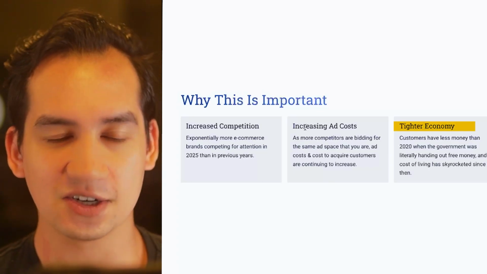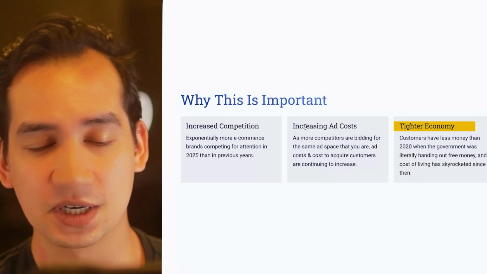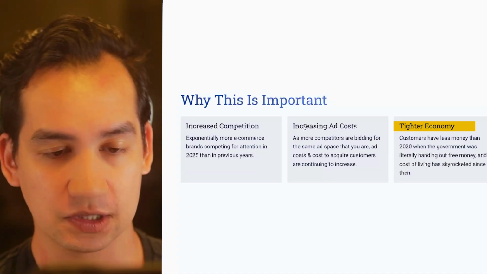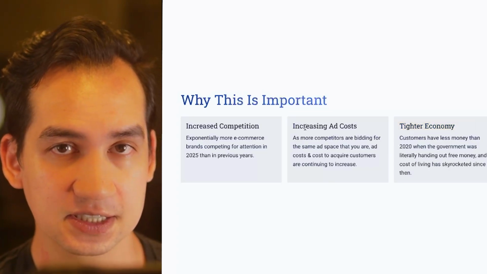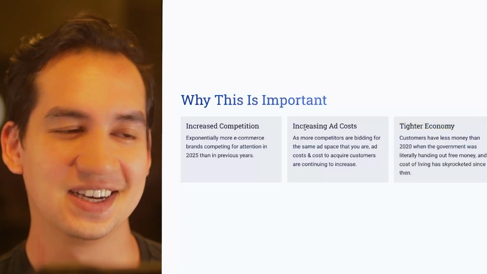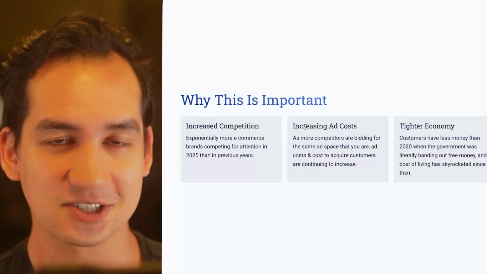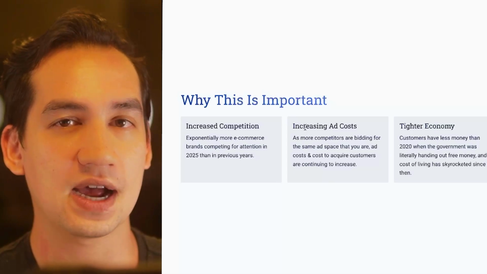Tighter economy. So we're bringing in macroeconomic factors here. Customers have less money than in 2020, when the government was literally handing out free money. The cost of living has skyrocketed since then. And now with all this uncertainty around the tariffs, input costs are increasing. So it's just kind of getting worse all around. Now, how do we deal with this?